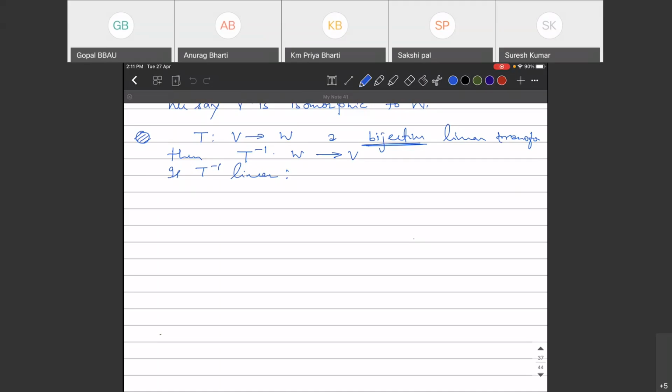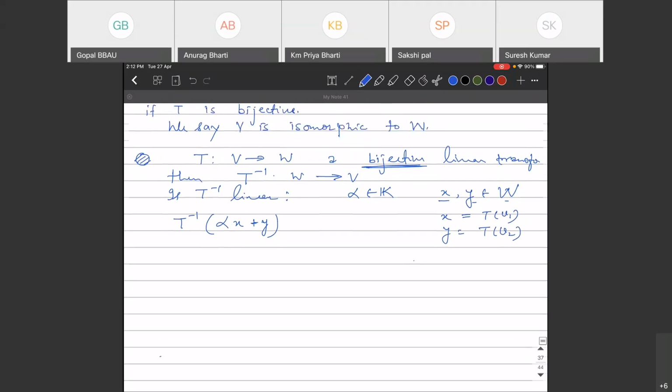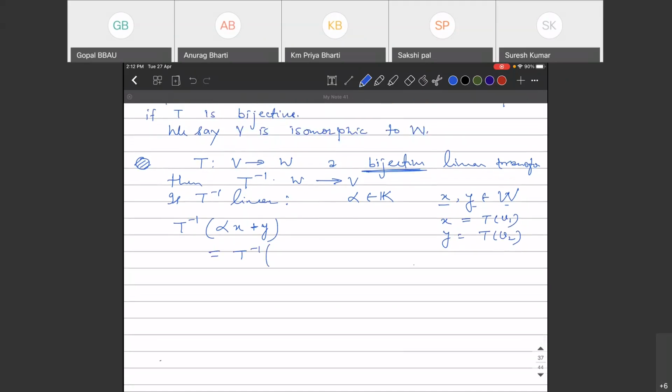Is T inverse linear? Let's see whether it is linear or not. Take alpha in the field, so it is a scalar, and x and y in W. Okay, then let's see what T inverse of alpha x plus y will be. Since x and y are in W and T is bijective, meaning T is onto, for x and y there exist v1 and v2 such that T v1 equals x, and for y there is v2 such that T v2 equals y.